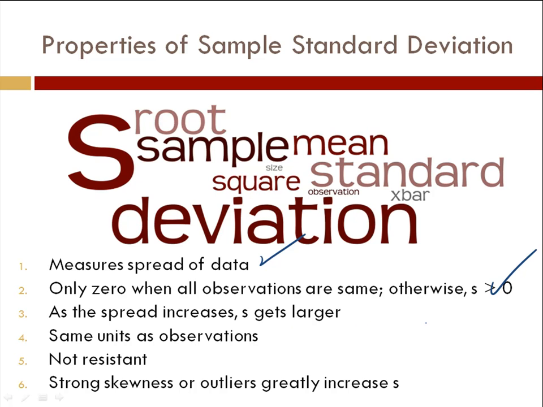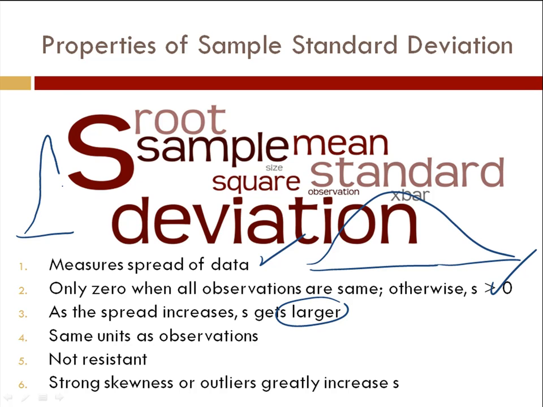As the spread of the data increases, s gets larger. So if you're looking at a very large s, it means that the data is really spread out. Conversely, if you're looking at a very small s, that means that all of the data is very narrow and compacted together. The standard deviation does have units. It has exactly the same units as our data values. And the standard deviation is not a resistant measure. It does end up skewing when you have outliers, and it skews in the direction of those outliers.